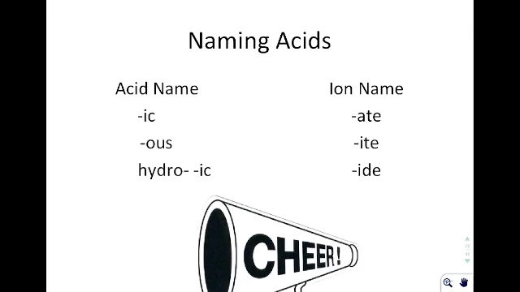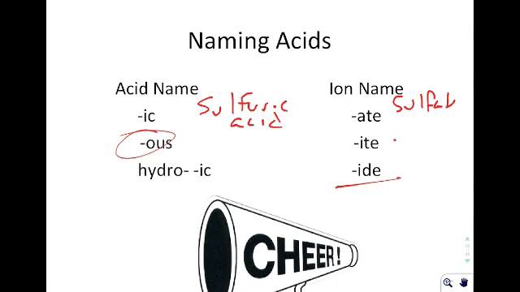Naming acids. We've already covered the rules for naming acids. If it is an ate ion, it becomes an ic. So sulfate becomes sulfuric acid, and so on and so on. If it's an ite ion, it's an ous. If it's an ide, which is all elements by themselves, like sulfide, it becomes hydrosulfic acid or hydrosulfuric acid.